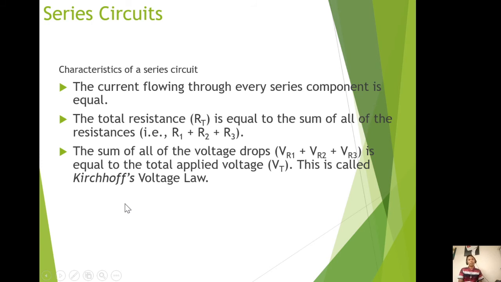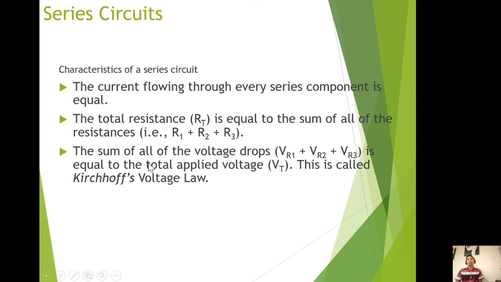Okay, so the characteristics of a series circuit are these. First, the current flowing through every series component, such as a capacitor or resistor, is equal. The second one is the total resistance, or RT, is equal to the sum of all the resistances. For example, R1 plus R2 plus R3 is equal to R total. So you just add all your resistances.